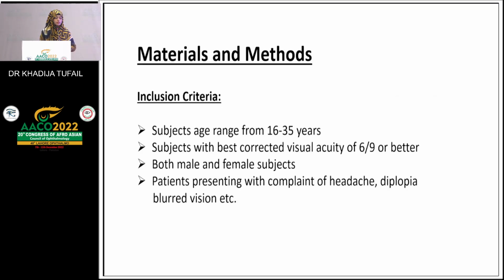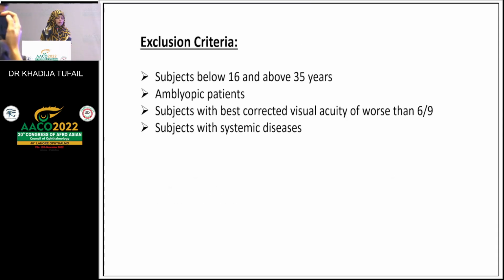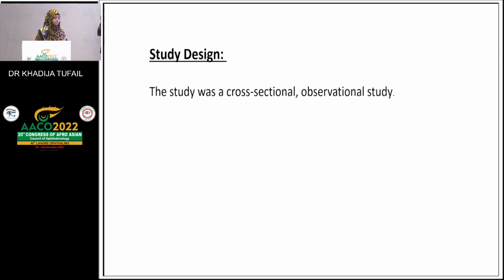Materials and method, inclusion criteria. All the subjects, the ages ranging from 16 to 35 years old, having best corrected visual acuity of 6/9 or better. Both male and female subjects and patients those presented with the main complaints like headache, diplopia, and blur vision. Subjects that were below 16 and above 35 years, having amblyopia or any kind of systemic diseases, and having best corrected visual acuity of worse than 6/9 were excluded from my study.